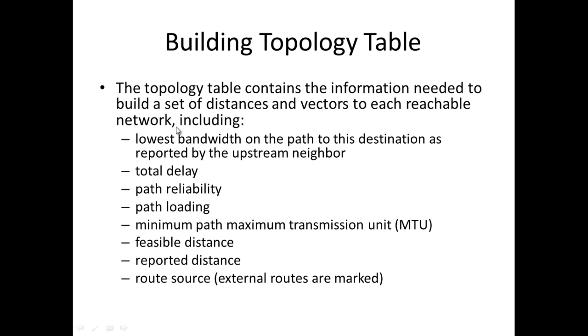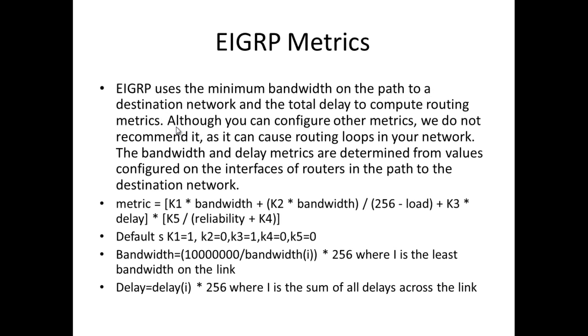The total delay, we have to calculate the total delay over the path. The path reliability, whether it's reliable or moving up and down, the path loading or the load of the path. And the minimum path maximum transmission unit, feasible distance and reported distance, and the root source, external routes are marked. We will come to the feasible distance and reported distance soon.